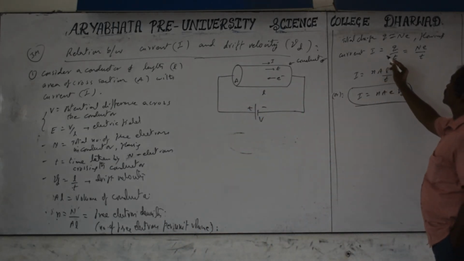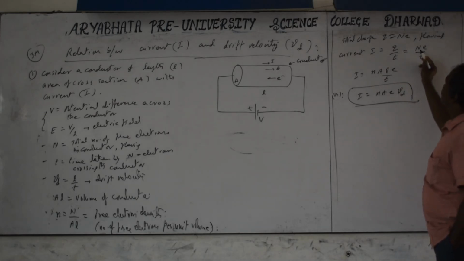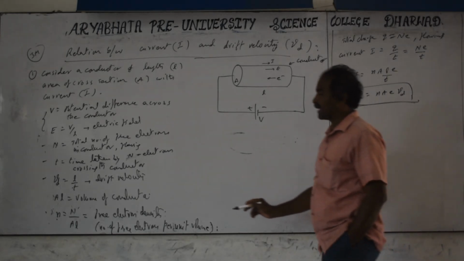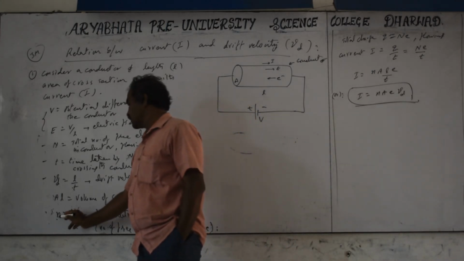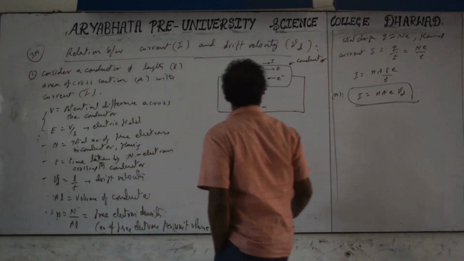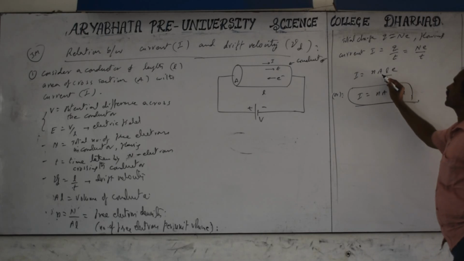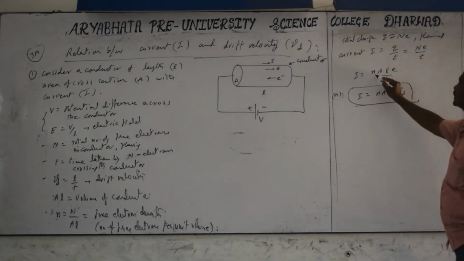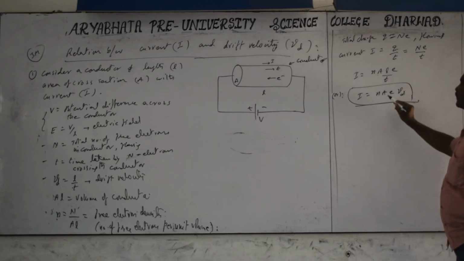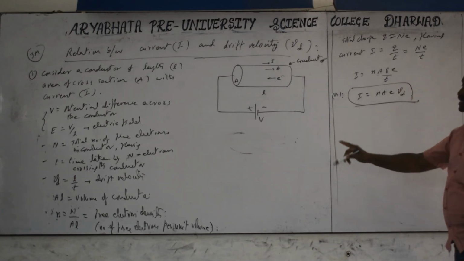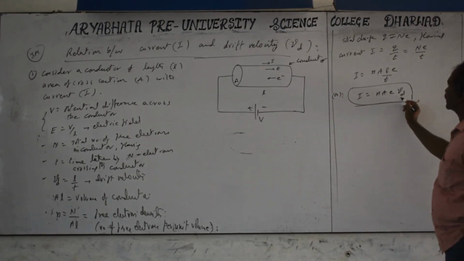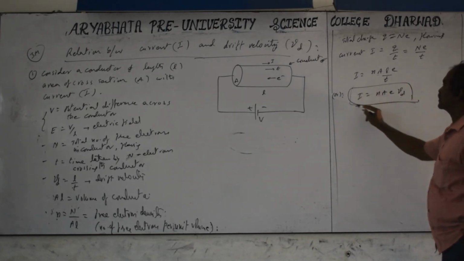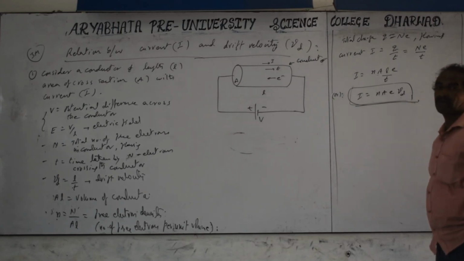So I equals NE by T. For N, you have to take the substitution from this relationship. Capital N, the number of electrons, equals the free electron density into volume. So N into A into L into E. I substitute N here, this part into E by T. But L by T we have already taken as the drift velocity, so L by T is Vd. I'll write it as NAE into Vd, the expression for the current I in terms of drift velocity.